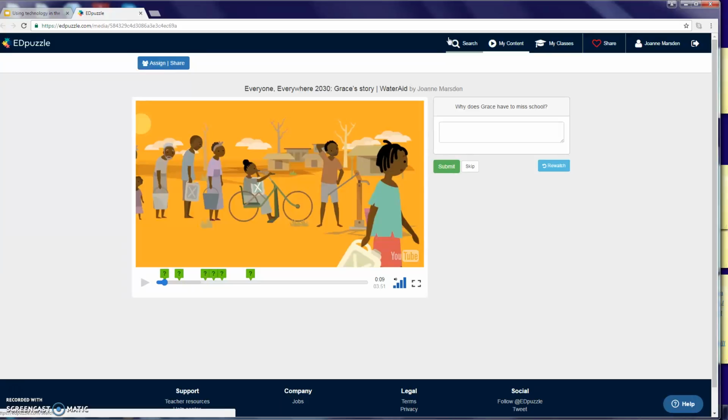Students have the option of answering right away and pressing Submit, or they can listen again if they didn't get it the first time round. This is a big advantage because it enables students to work at their own pace.